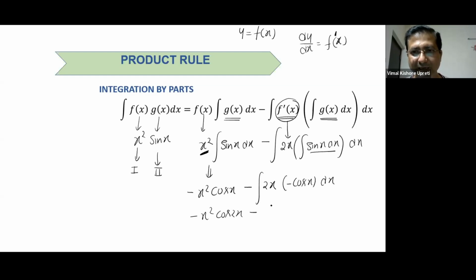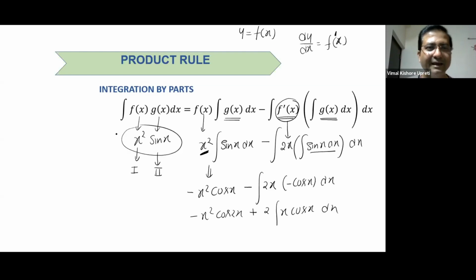If I'm able to simplify the second function, which is coming in this format, 2 minus minus will give me plus x cos x. Then I'll get the integration of this term. In physics, there will be very few problems based on the product of two functions. So most of the time we are not going to use this formula. But in case we have a product of two functions that we need to integrate, then we will use this formula, right?